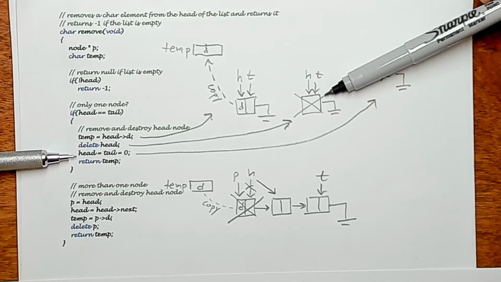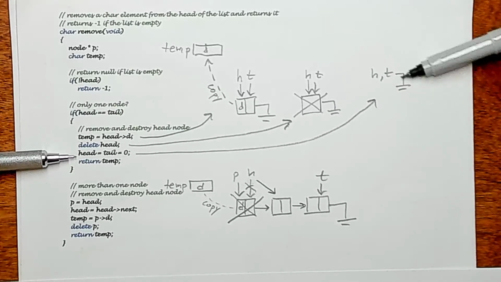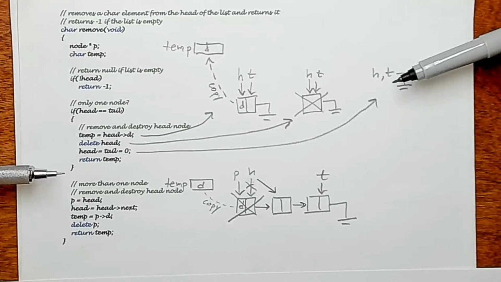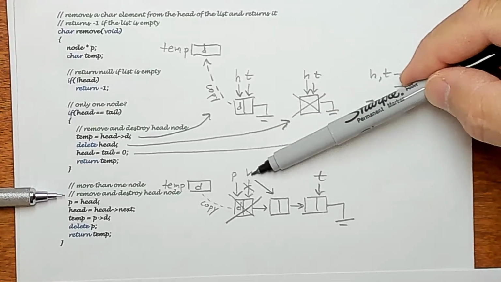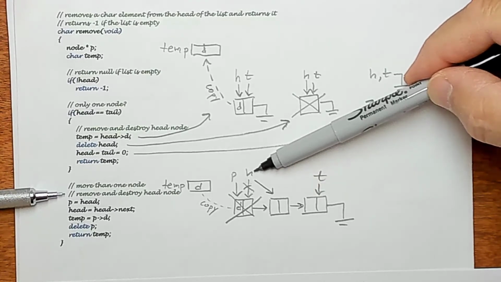Then initialize the head and the tail to point to nothing, so that you have an initialized empty list here, and then return the data. Okay, if you have more than one node, then the difference is you're going to have to scoot the head down. Okay, because you're removing at the head.